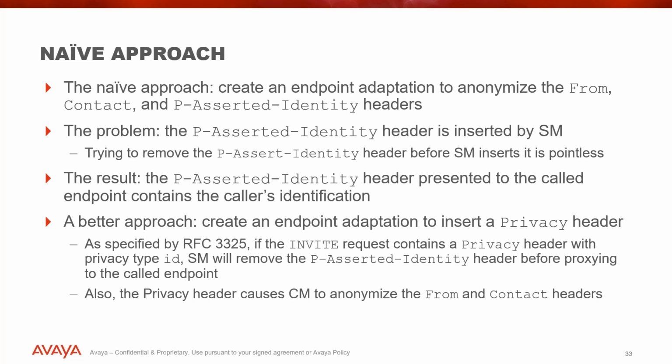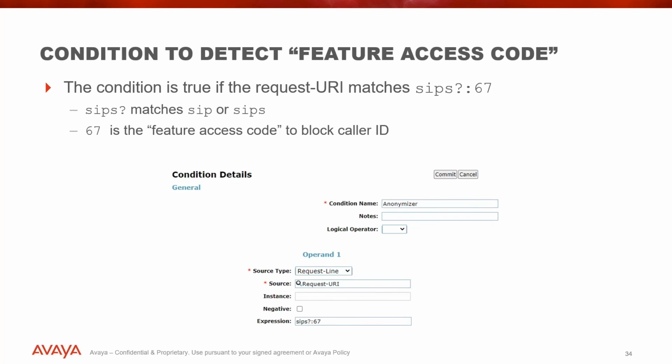A better approach is to create an endpoint adaptation that's going to insert a privacy header. This is a header that's specified by RFC 3325. If the invite has a privacy header with privacy type ID, then Session Manager is going to strip out the PAI before sending the invite to the endpoint. So the endpoint is not going to display the caller ID. There won't be a caller ID for the endpoint to display. Also, when CM sees this privacy header, it's going to anonymize the from and contact headers. So let's take a look at what that looks like.